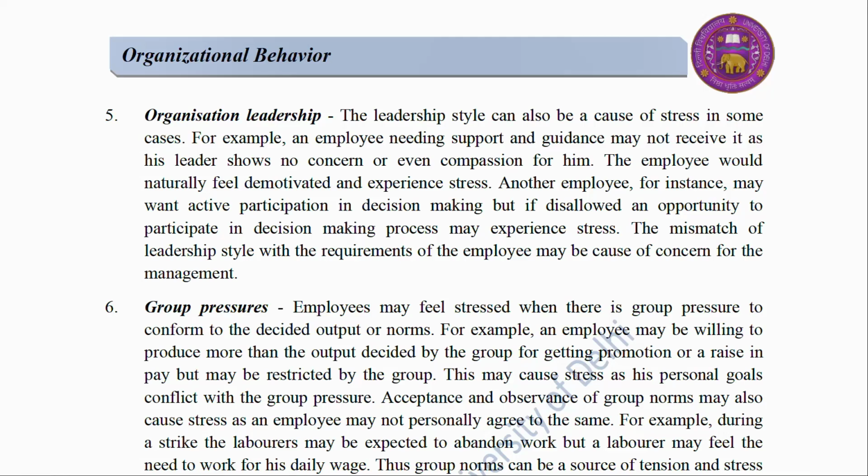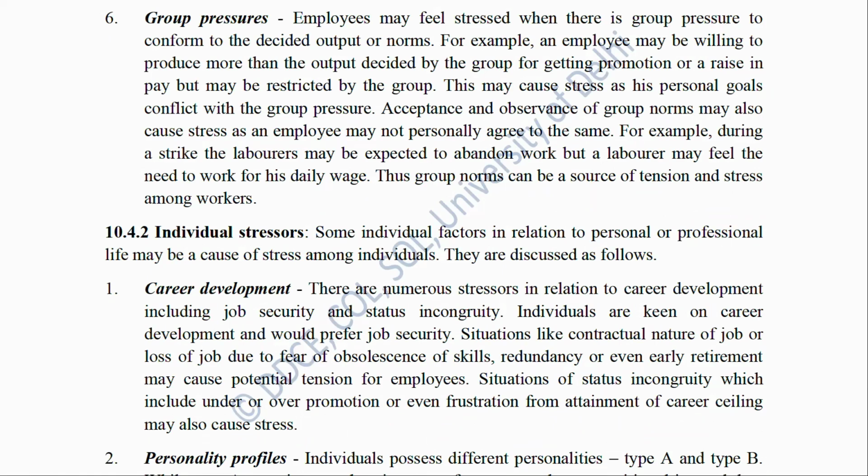Sixth, group pressures. Employees may feel stressed when there is group pressure to conform to the decided output or norms. For example, an employee may be willing to produce more than the output decided by the group for getting promotion or a raise in pay, but may be restricted by the group. This may cause stress as his personal goals conflict with the group pressure.